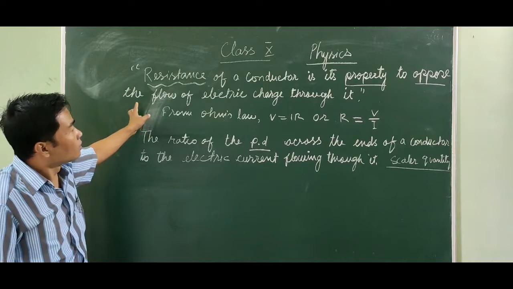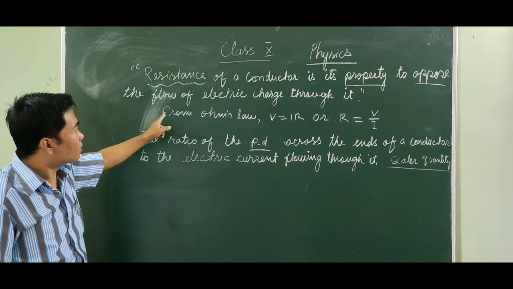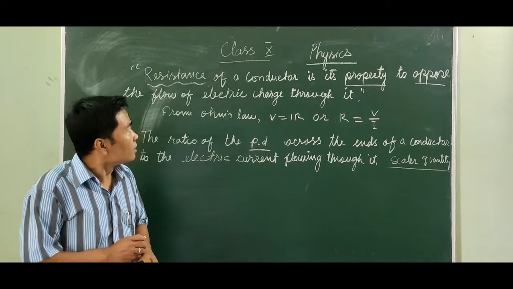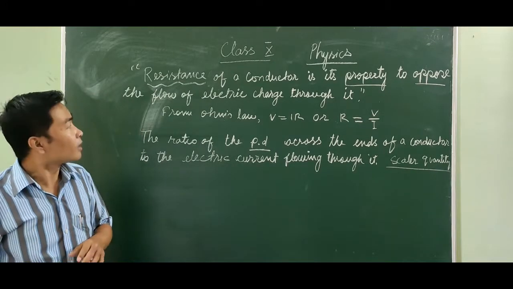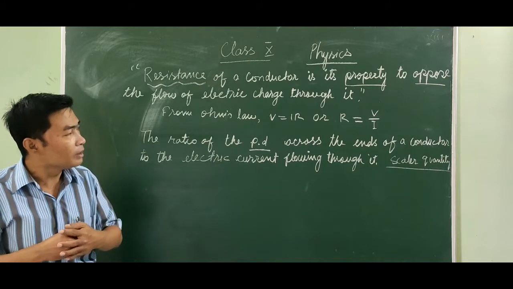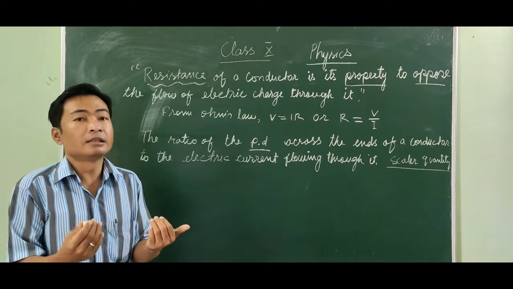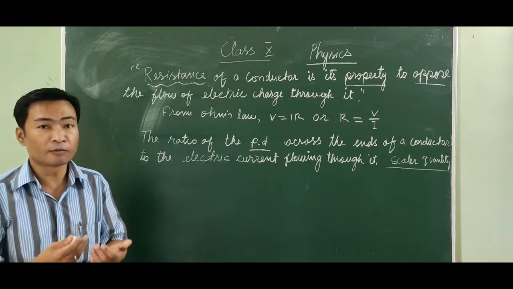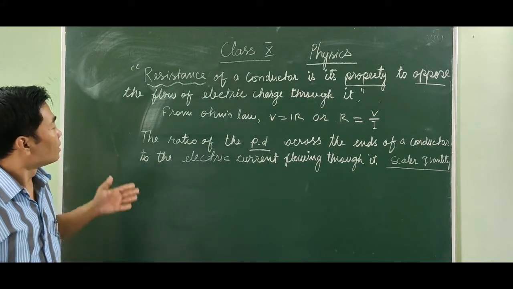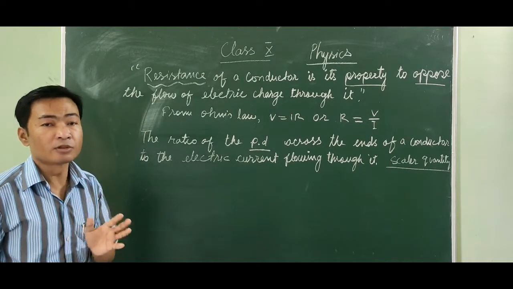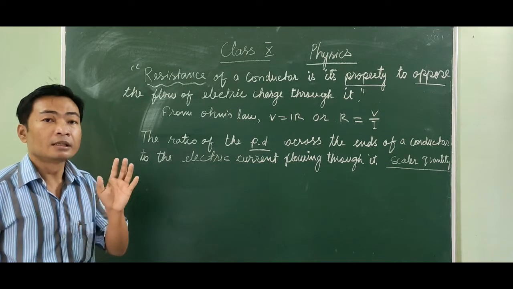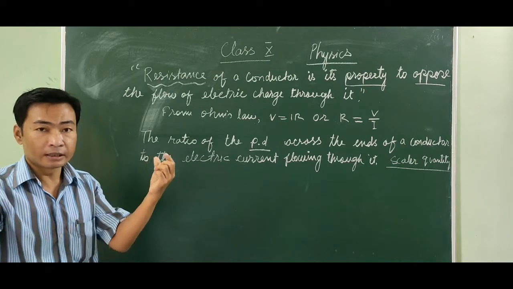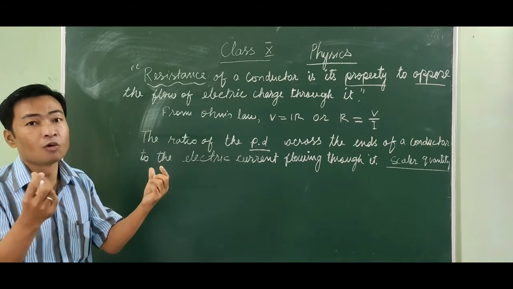To oppose the flow of the electric charge through it. Okay? Now, resistance of a conductor means, see, in a conductor electric charge can flow, electric current can flow easily, but resistance is something which will oppose the flow of the electric charge, the electric current, in a conductor. That means in a wire, in a conductor, the electric current cannot flow easily.